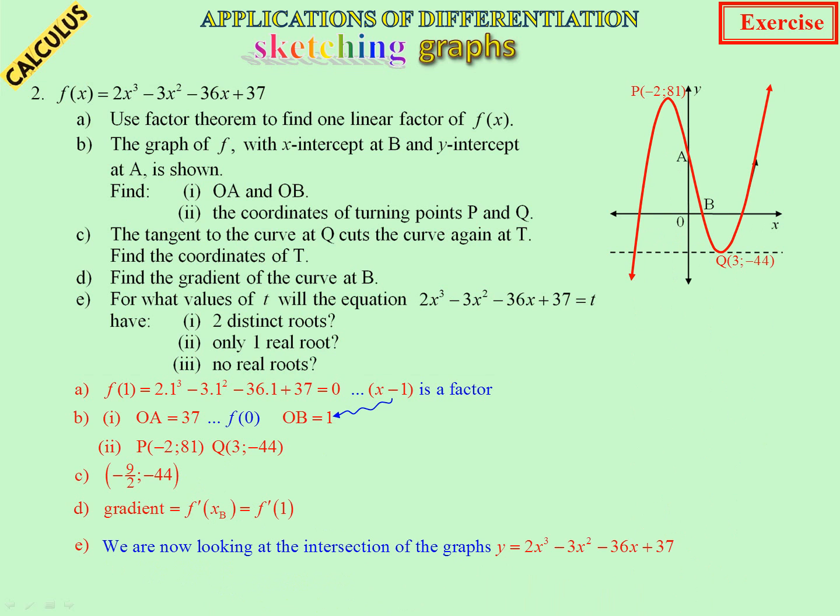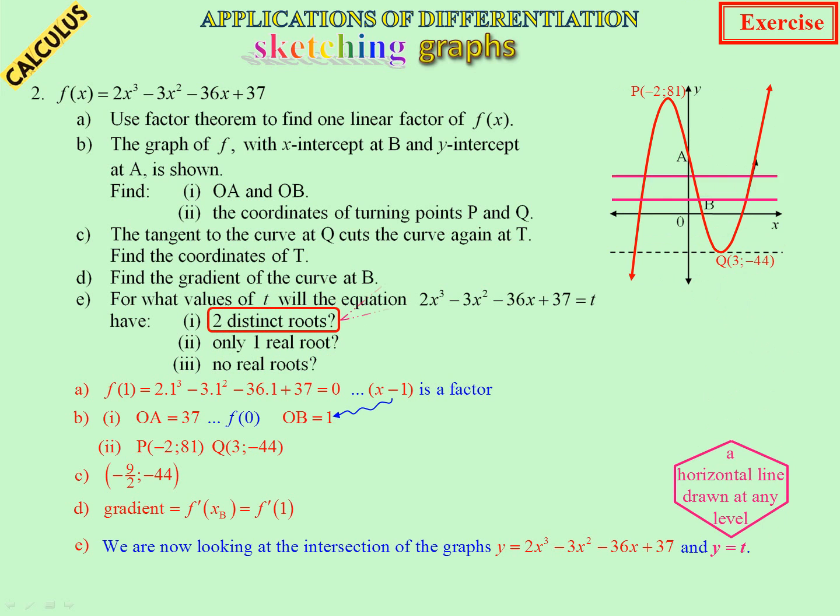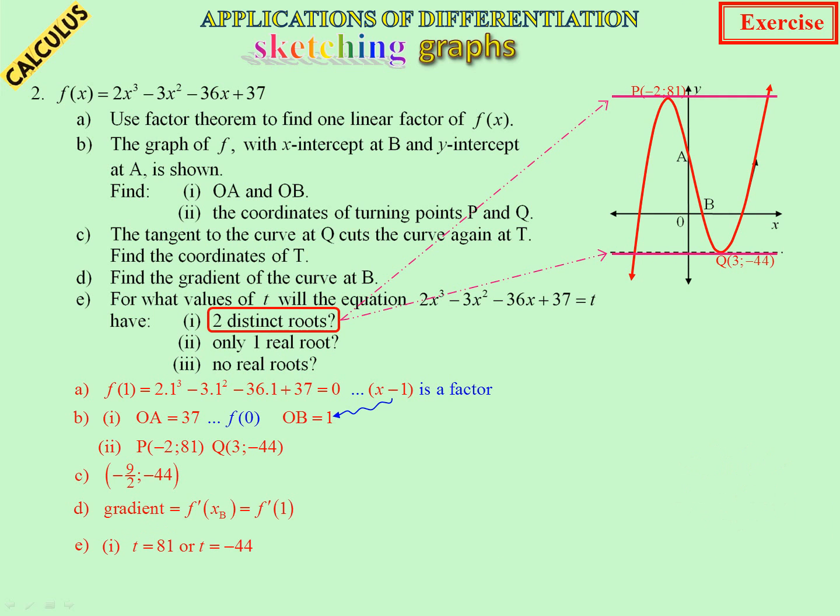So now look at intersection of those graphs. There's y equals t. Any horizontal line drawn. So let's go again. You see it can move anywhere because it's y equals t. Now, two distinct roots, which means there and there. Those are the only two places. Therefore, t is 81 or t is negative 44 for the line y equals 81 or y equals negative 44.